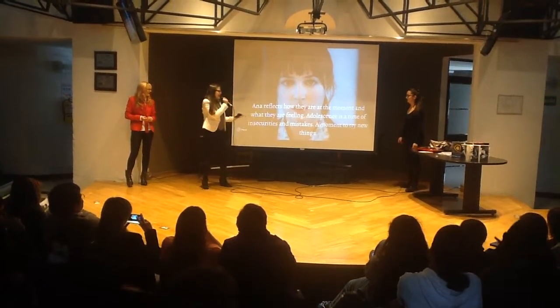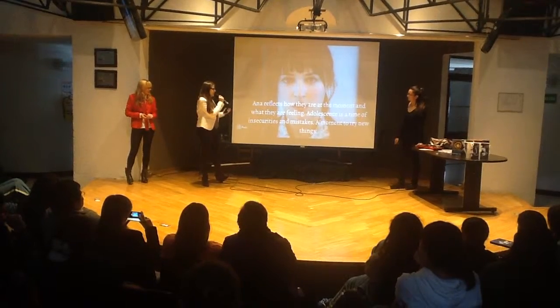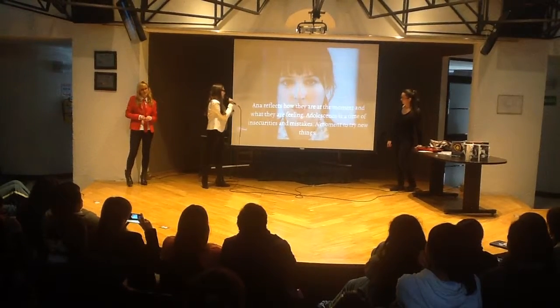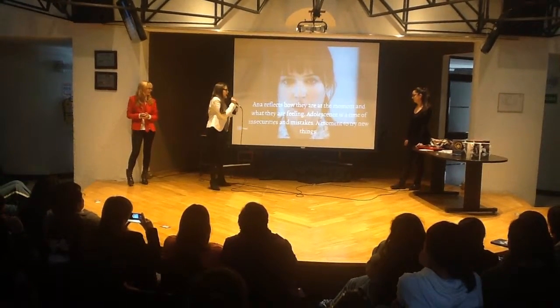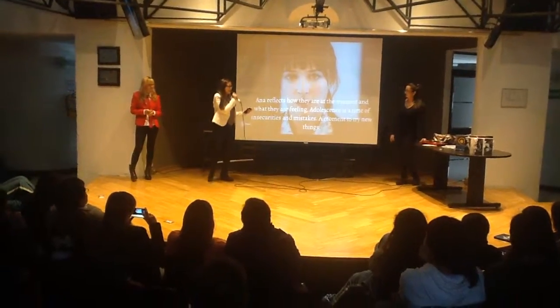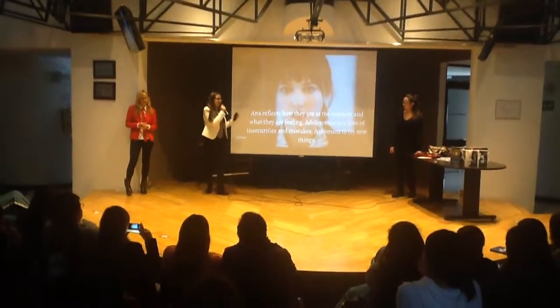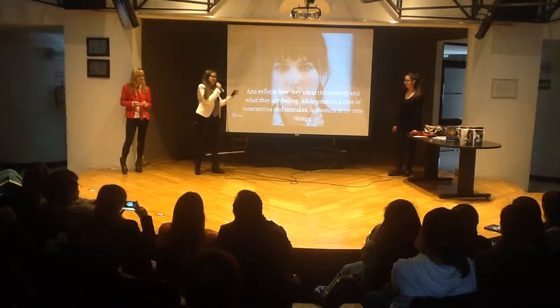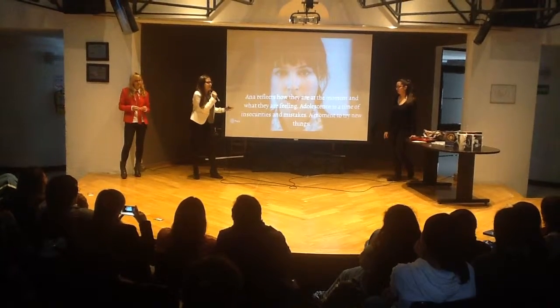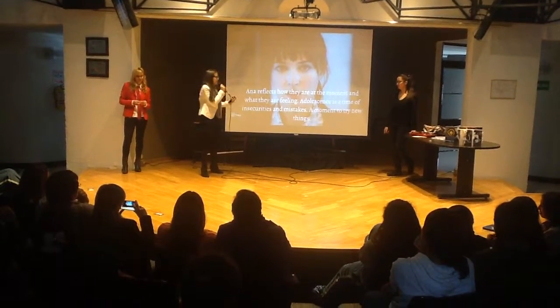So Anna reflects how they are at the moment and what they are feeling. Adolescence is a time of insecurities and mistakes, a moment to try new things. This is what 50 Shades really shows, and everything is just behind the sex and the propaganda they have made to these wonderful books.